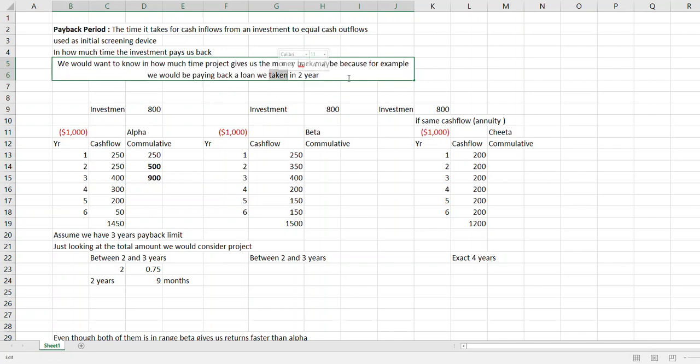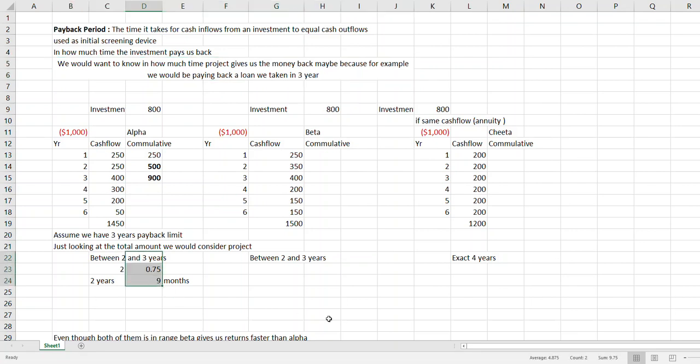I think I wanted to say here, 3 years. So our limit is 3 years. This is in our limit. Now it doesn't mean we will accept this project. We will consider that. We apply other factors, NPV, IRR and stuff.